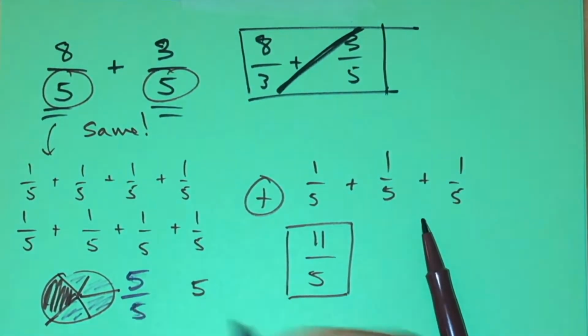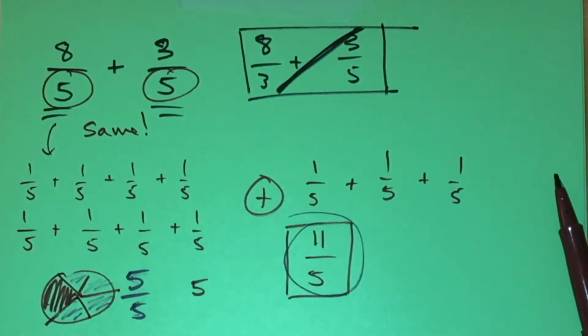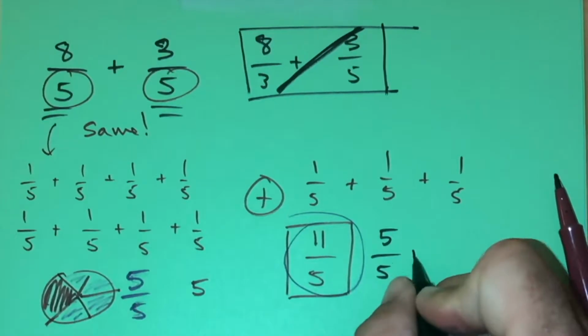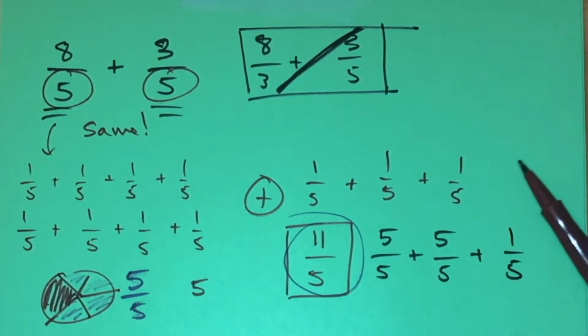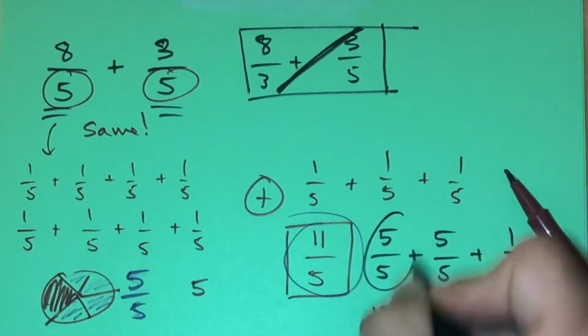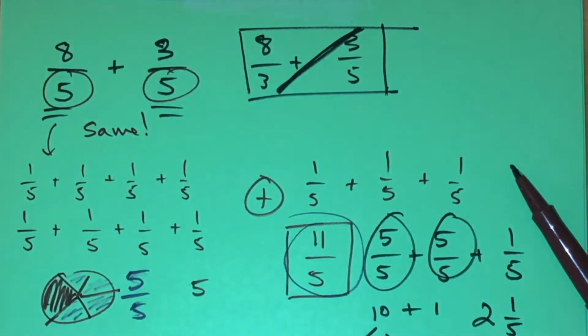I have 5 out of 5 pieces. So what amount of wholes do I have represented here? Well, I have that 5 out of 5 here, plus 5 out of 5 here, plus a 1/5, right? Because if I break this down, I could break down this 11 into a 5, 5 and a 1. And so altogether I have a whole, 2 wholes, and a 1/5. And this is how we're adding like fractions.